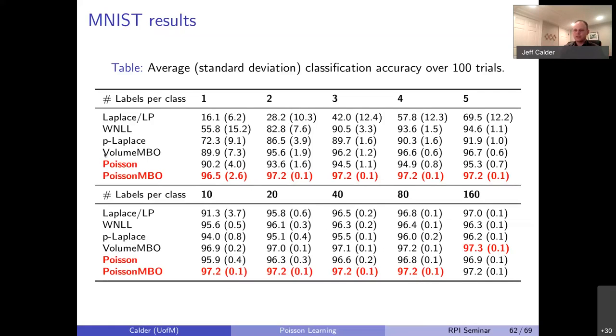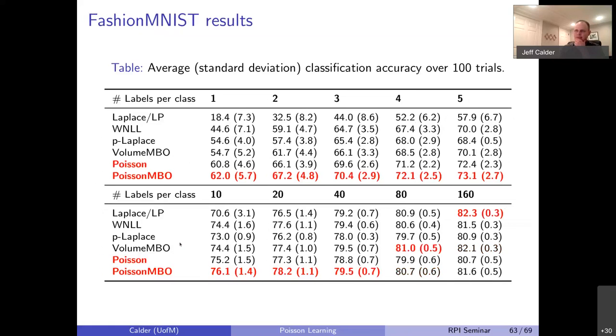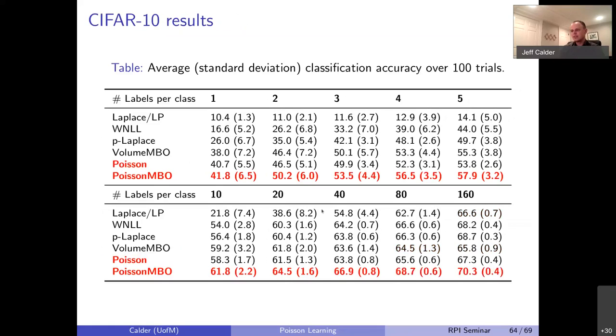And we also compare against the volume MBO of Jacobs et al. And this is probably the most competitive algorithm to what we're doing here. So they get very good results as well. So this is on FashionMNIST. Results are very similar. There are some higher label rates where volume MBO or even Laplace learning give the best results. And these are the ones for Cifar-10.